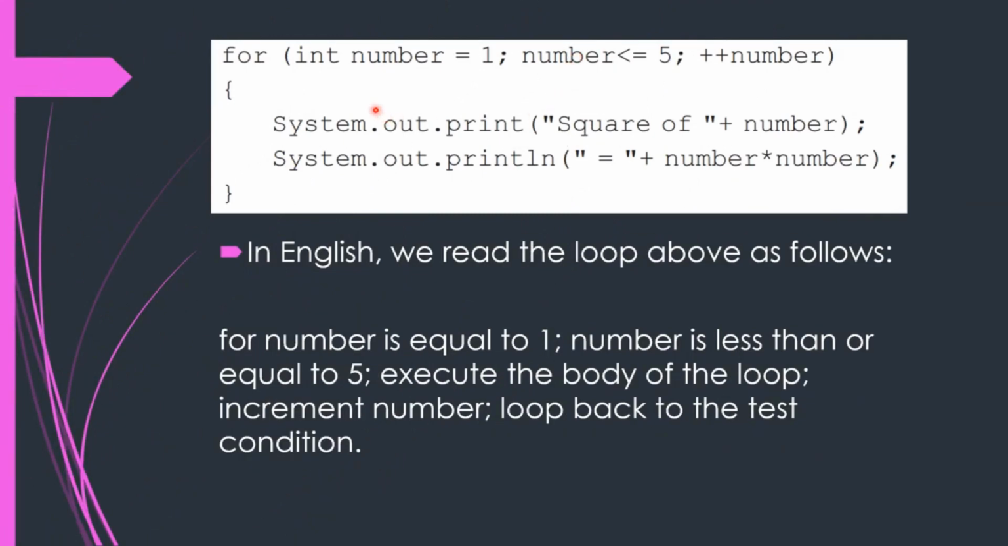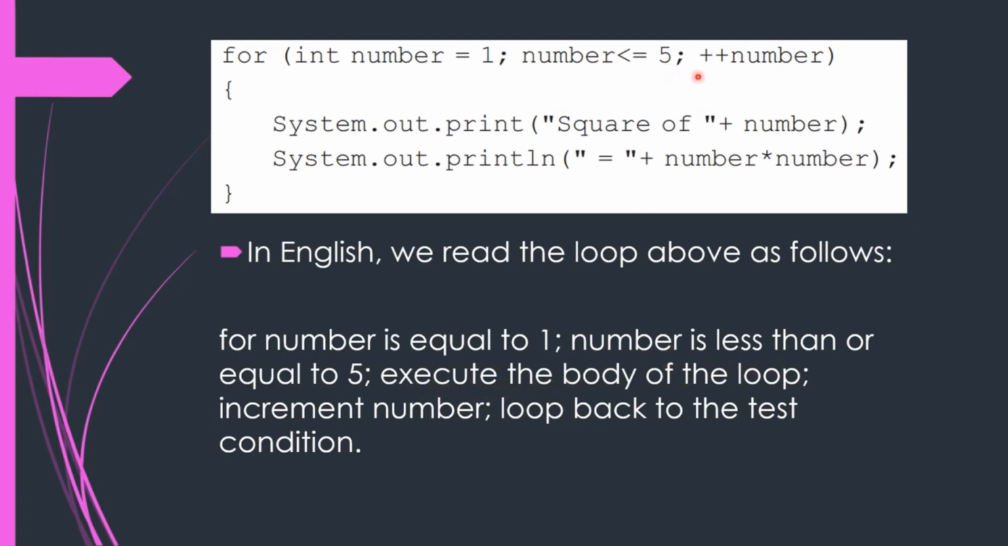Let us discuss the main coding in more detail. First of all, let us know how we read this statement or this loop. So in English we read the loop above as: for number is equal to 1. Here you can see we have taken the variable as number, and we have also initialized it, meaning its value is 1. Then semicolon, number is less than or equal to 5. Here you can see we have written it using the relational operator, and we are giving the same in the English language, that number is less than or equal to 5.